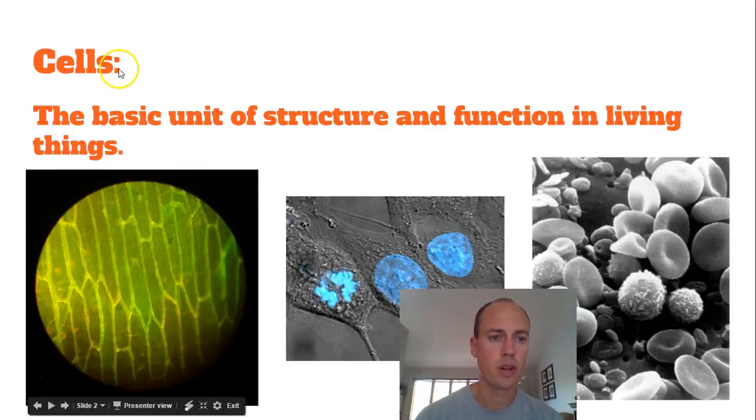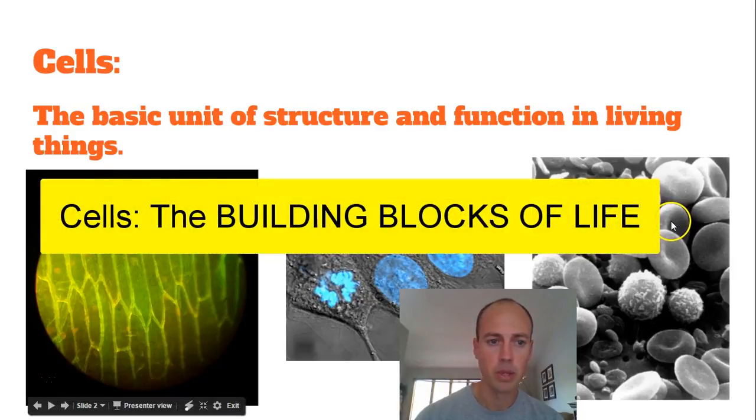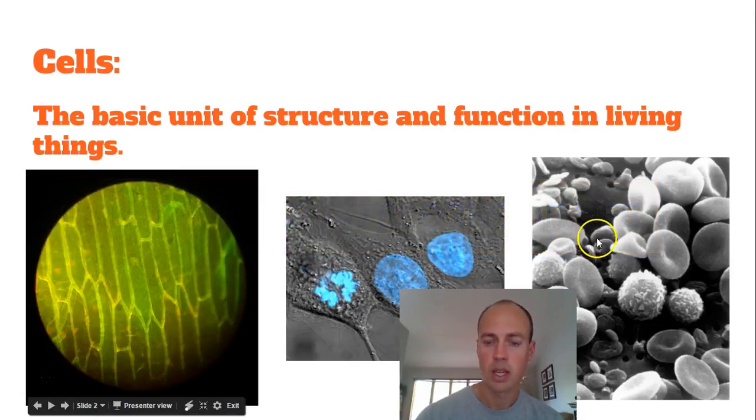So cells, first of all, let's get a definition out there. They are the basic unit of structure and function in living things. As you can see in these pictures, they're kind of like the building blocks of life. They look different from one organism to another, or even within the same organism. We have different kinds of cells that do different jobs or functions. And because they have different jobs, they're also going to look different, which is their structure.